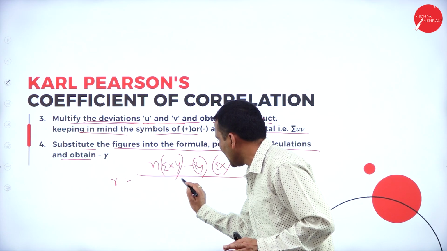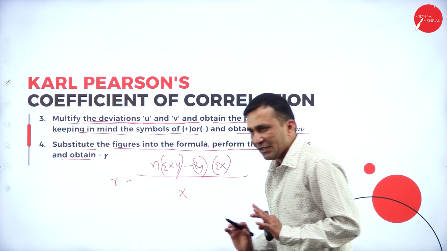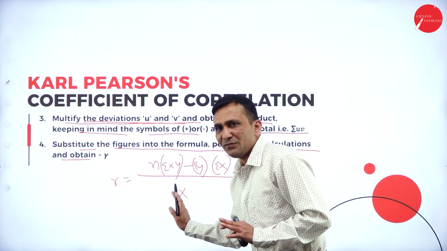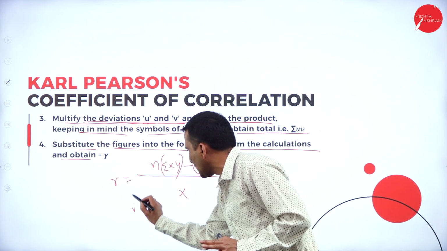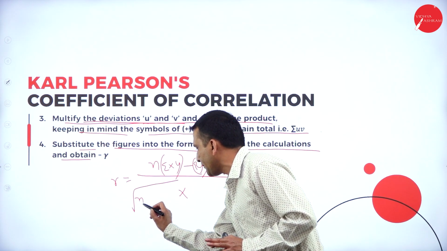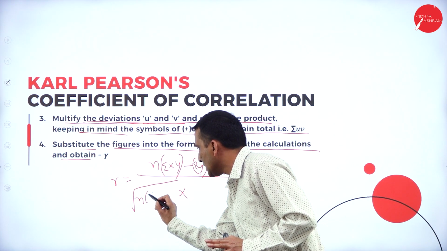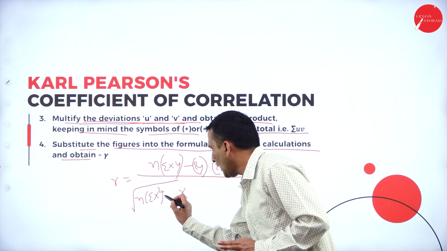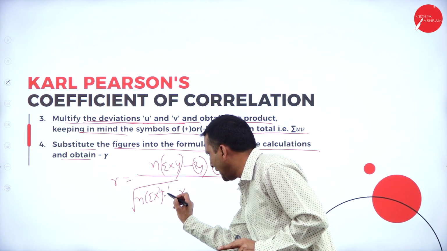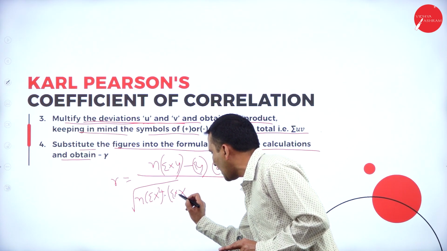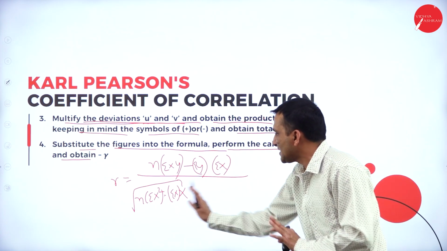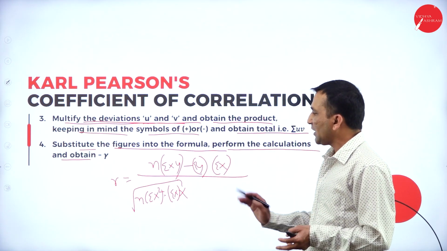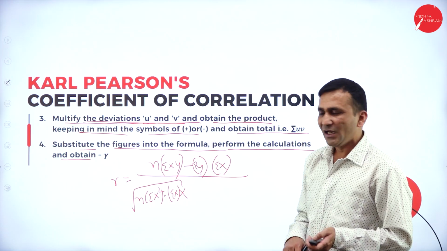And the denominator: first we start from the x series. Again we consider the square root. n is very important, and sigma x square. The same thing applies for the y series also, so you can easily remember.